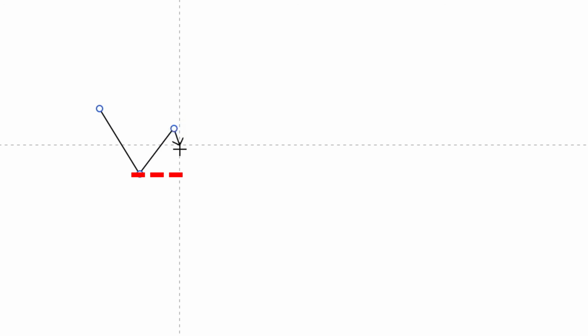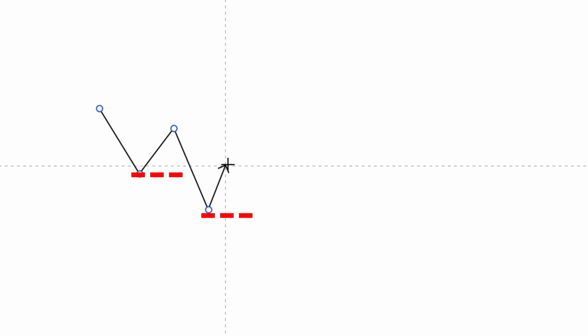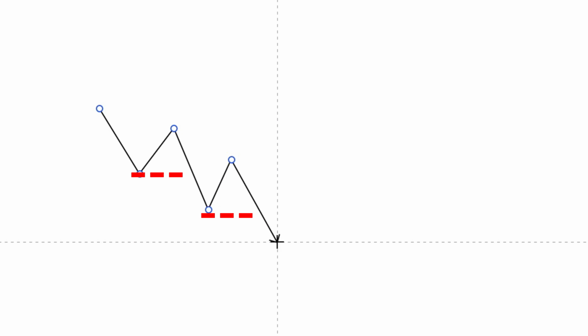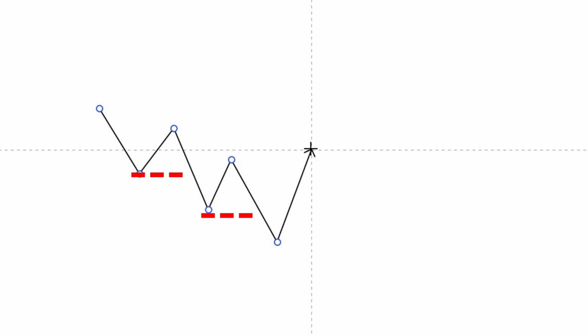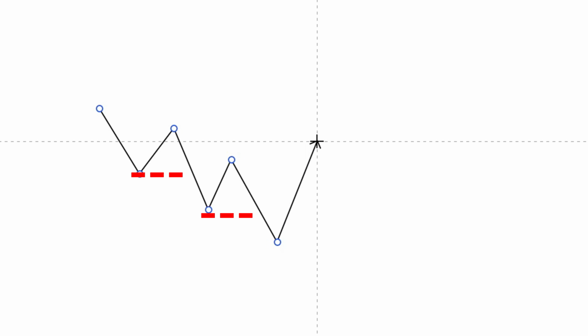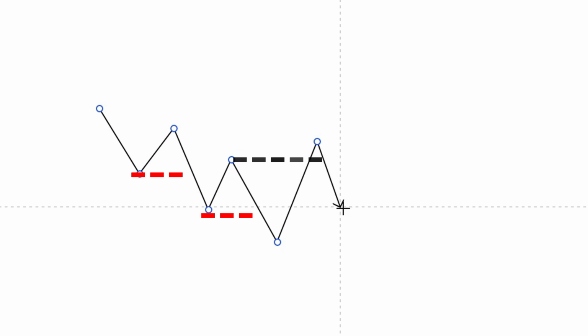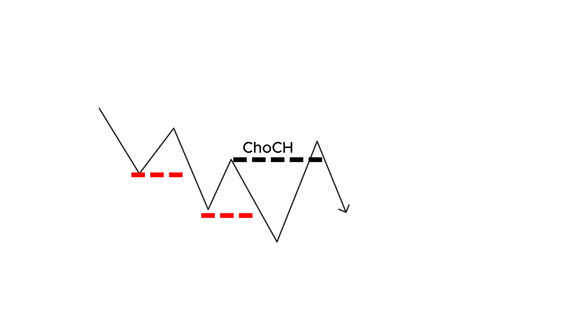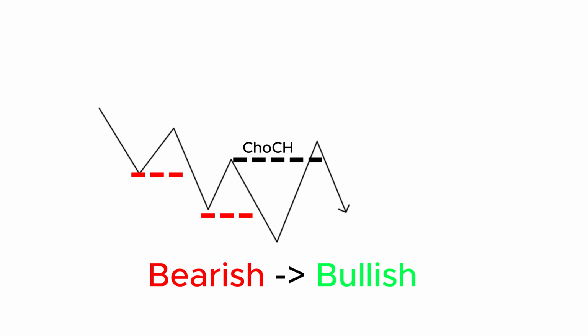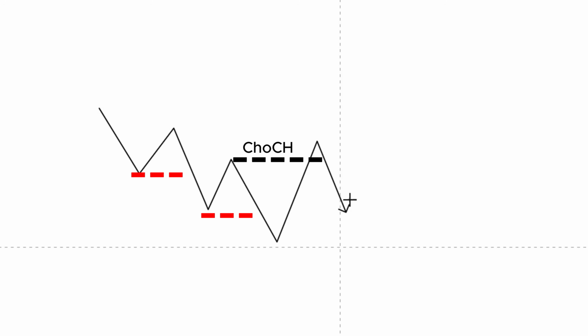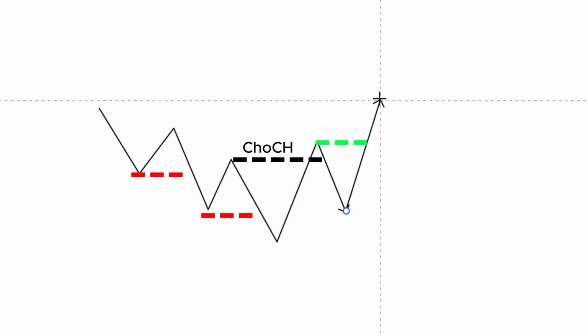In the bearish market, price keeps breaking structure as we already know, until it fails to break the last low, and instead it breaks the last high. This is the change of character. And this market has flipped from bearish to bullish, and from now on the market should break structure to the upside.